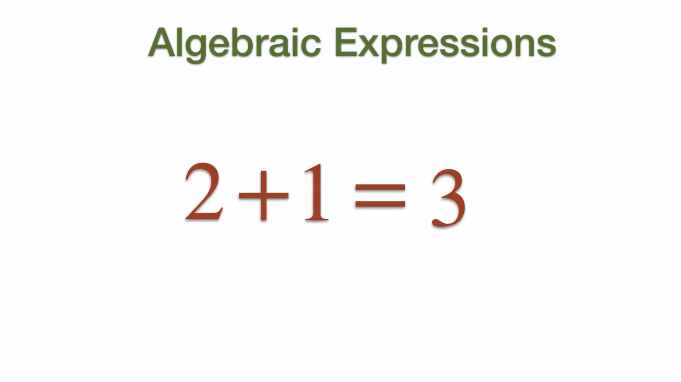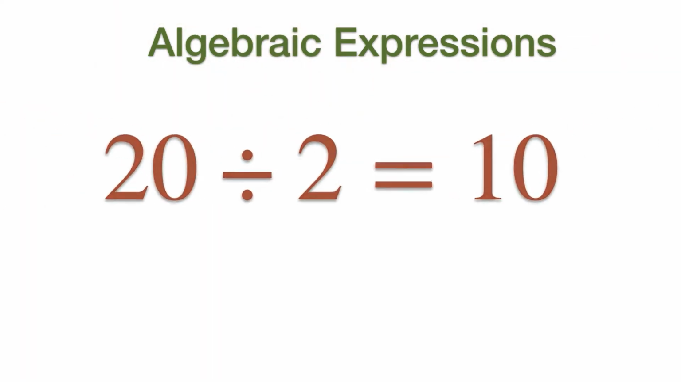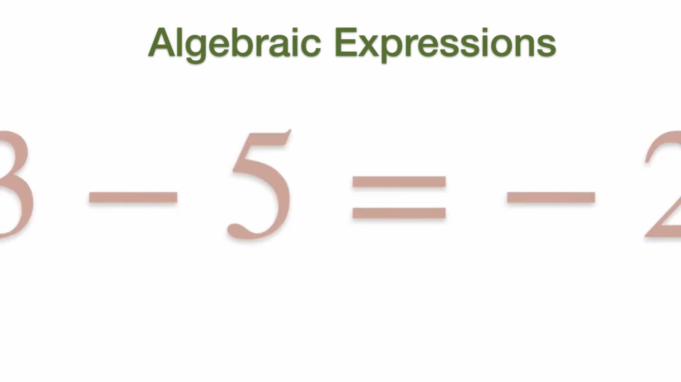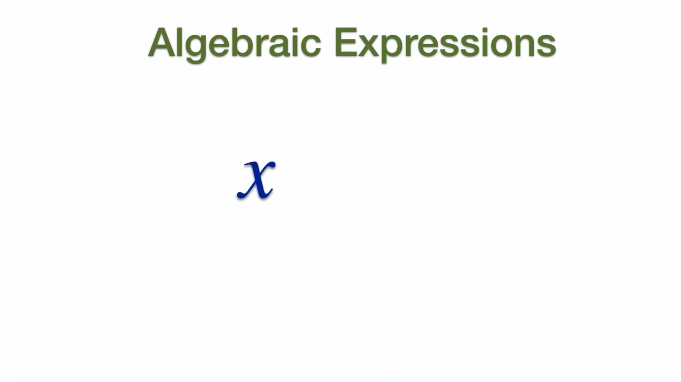Let's say we want to add 2 with 1. We know that answer is 3. And similarly, we can add 5 with 7 to give 12. And we can make lots of these sums, subtractions, divisions, multiplications, and so on for any given numbers. But when you want to generalize, let's say, the addition of the two numbers, we need algebra. If we let x be any number and y be another number which is different from x, then we can generalize these sums to x plus y.